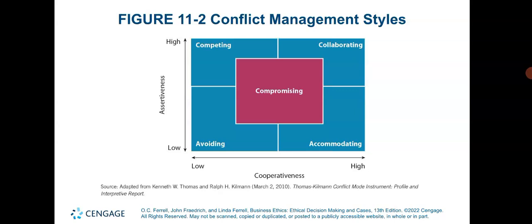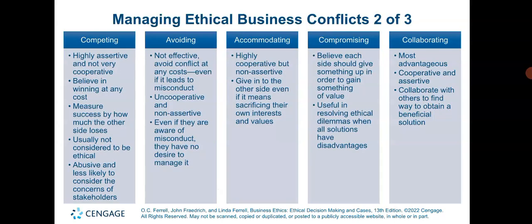Let's look at these 5 quadrants in more detail. So the first one is competing. Competing is when you have high assertiveness and low cooperativeness. So high assertive and not very cooperative.